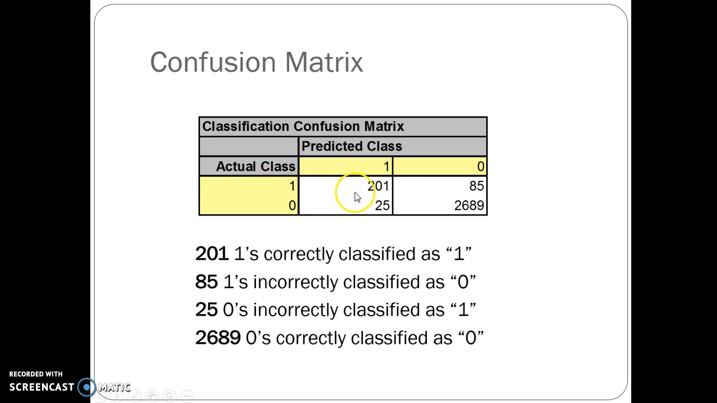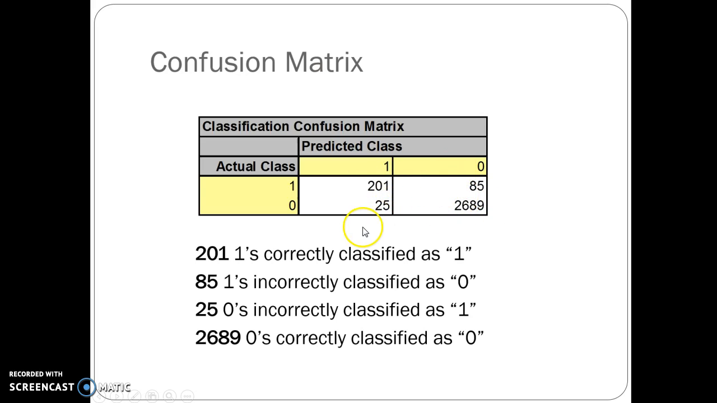So for this case, what you're seeing here diagonally, the 201 and 2689, those are the correct classifications. So the actual class was 1. The predicted class is 1. There's 201 instances of that. Those were correctly classified. Again, under 0, the actual class being 0, the predicted class being 0, there was 2,689. So these two numbers here are representing the correct classification.